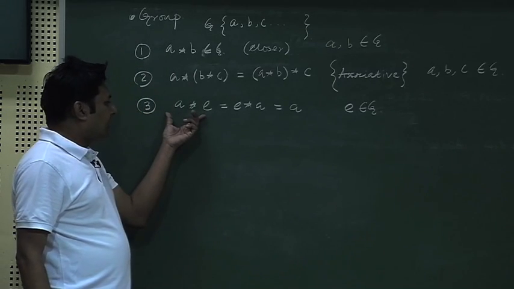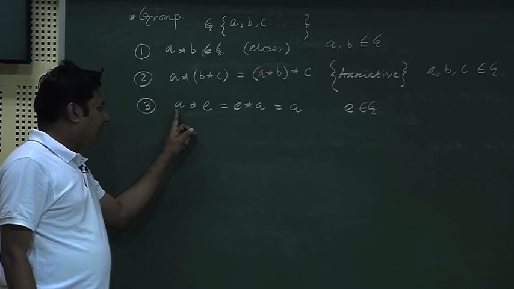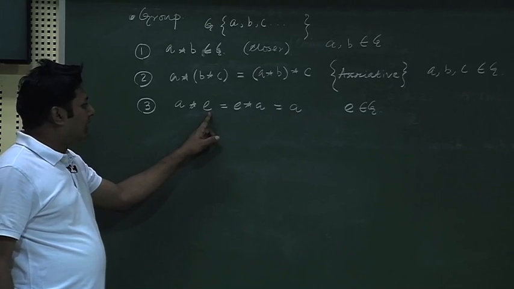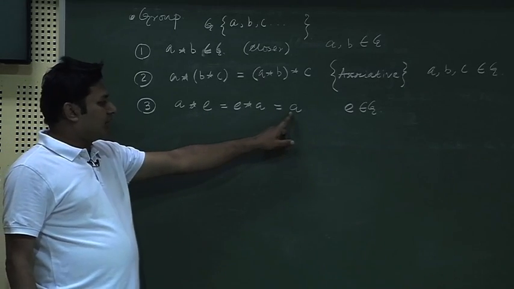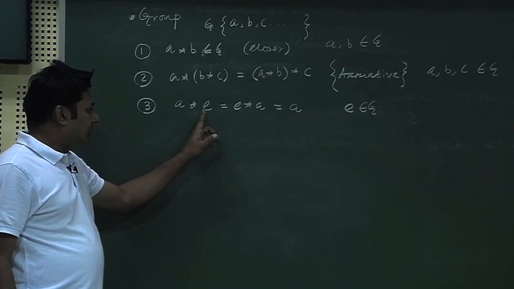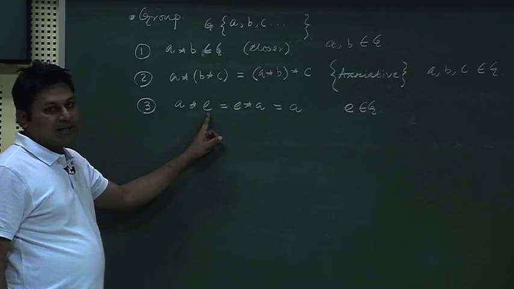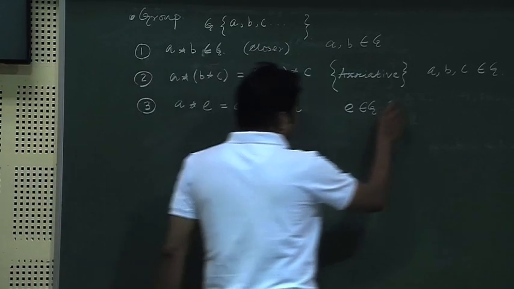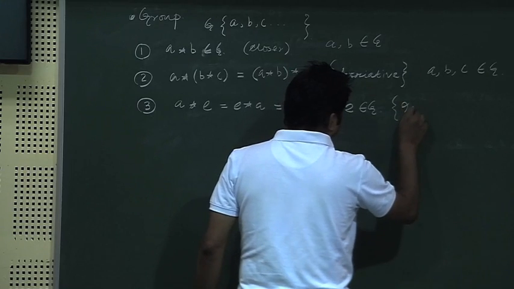Now, this suggests that if I operate A with E, I will get back the same element. So, this is called the identity. This particular element behaves like an identity. So, the existence of identity is important. This is called identity.